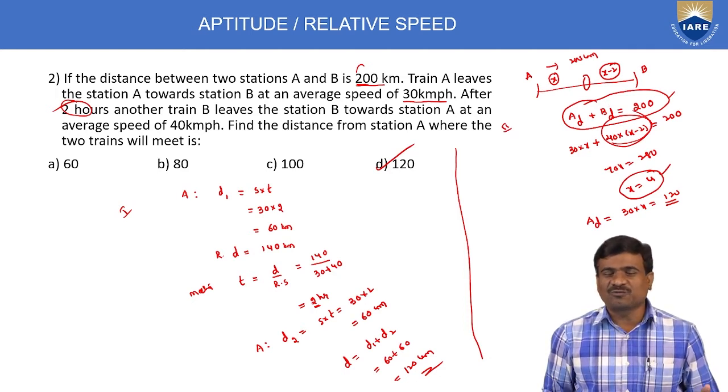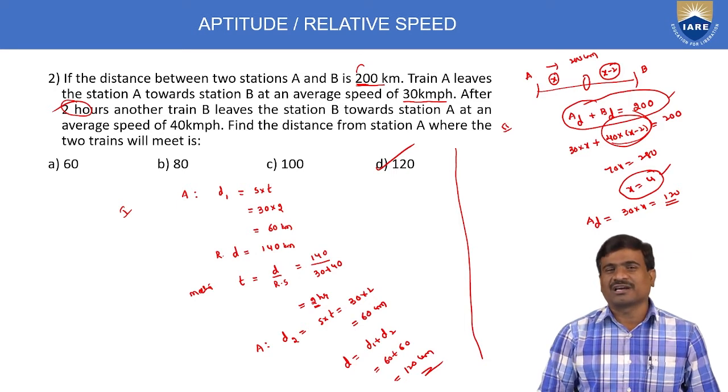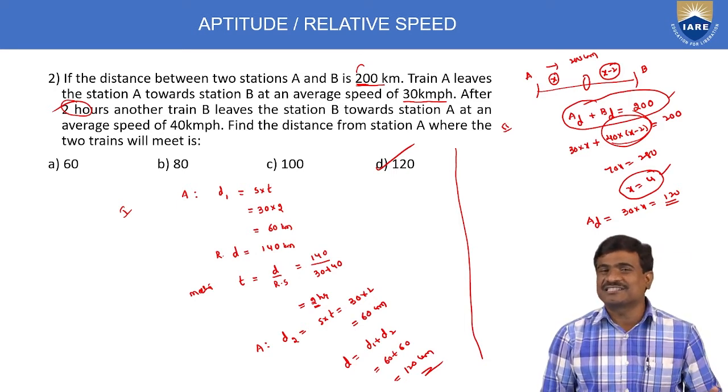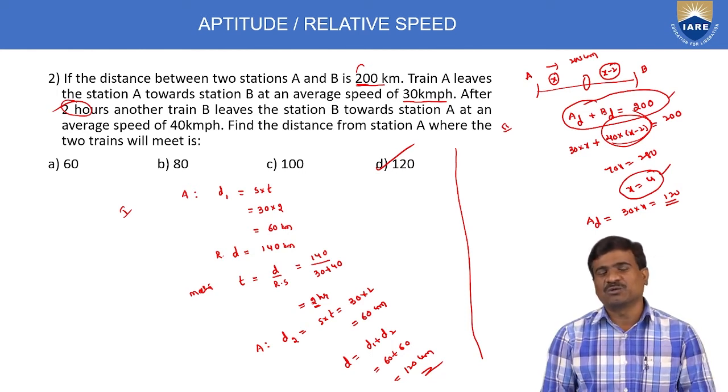40 into 4 minus 2, 40 into 2, 80. Option B is correct. Either calculate A's distance up to the meeting point or B's distance up to the meeting point. For this question, the answer is option D.